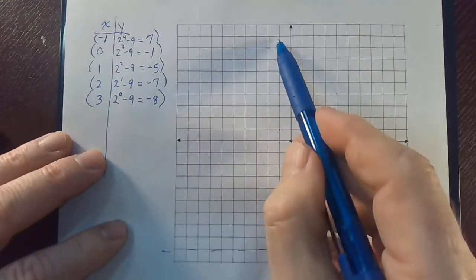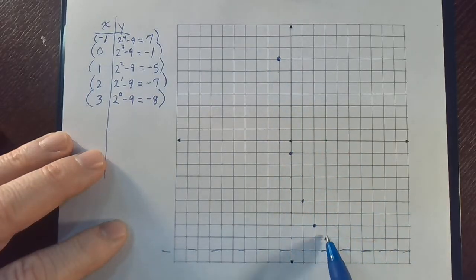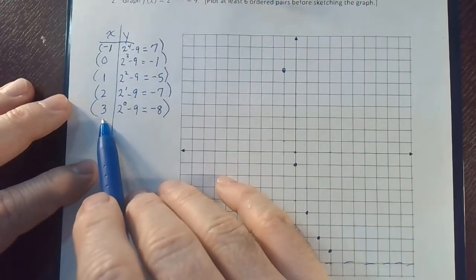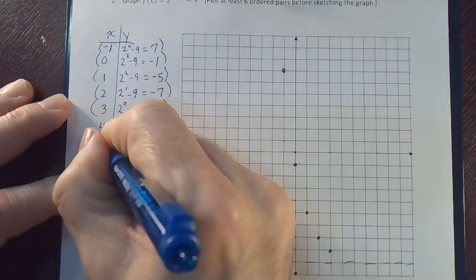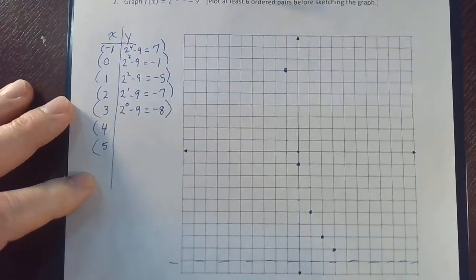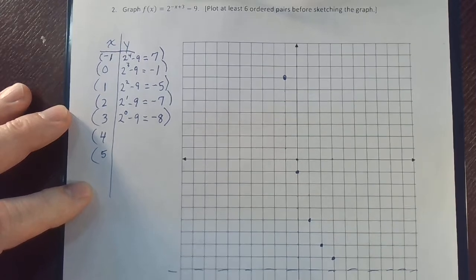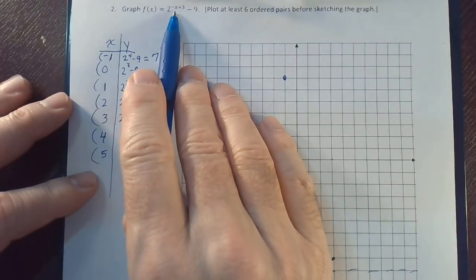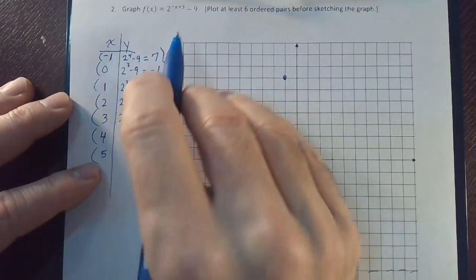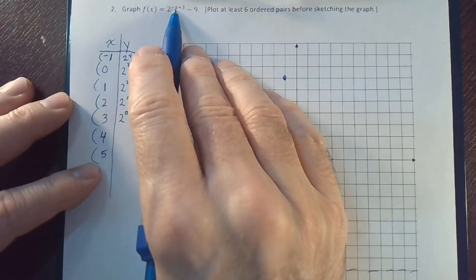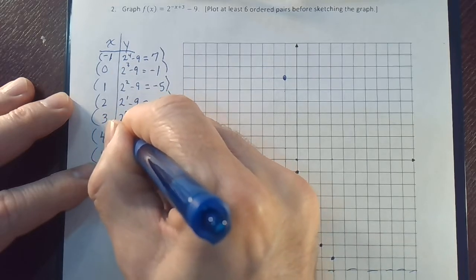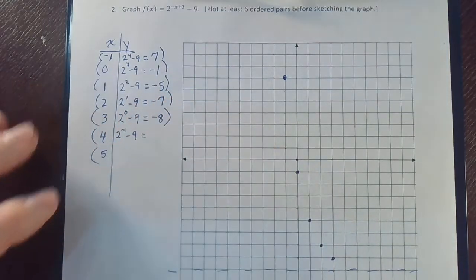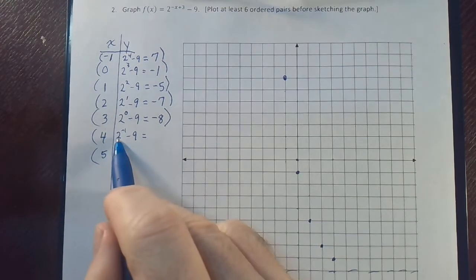Well, I think we can see what's going to happen. It's going to come down like this, and it's going to stay above that asymptote. But we need to do at least 6 ordered pairs. So let's do 4, and we'll do 5. And I might do an extra one after that as well. Now we're going to get negative exponents. So if x is a 4, we get negative 4 plus 3. That's 2 to the negative 1 minus 9.